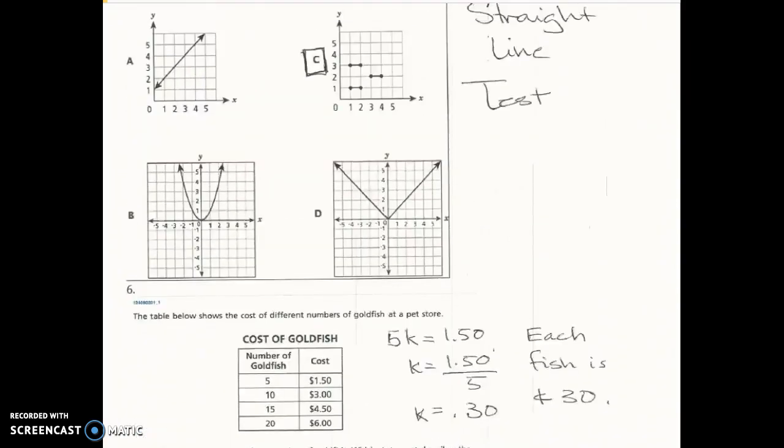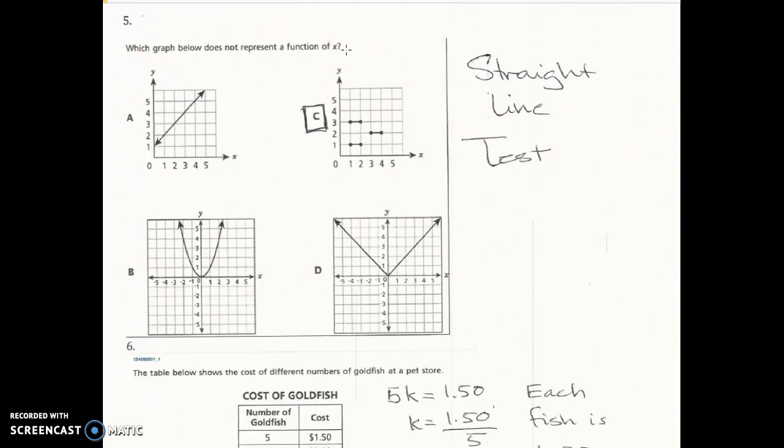As I put my straight line through it, let's see, I can put a straight line over A, it doesn't cross twice. I can put a straight line over B, doesn't cross twice. I can put a straight line anywhere on D, it doesn't cross twice. But the tricky part about this step function is this circle right here and this circle right here. If I put a straight line right through it, it would intersect two places. It fails the straight line test. Therefore, this is not a function.